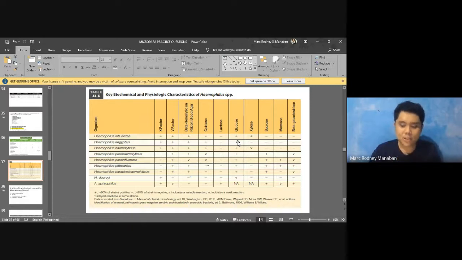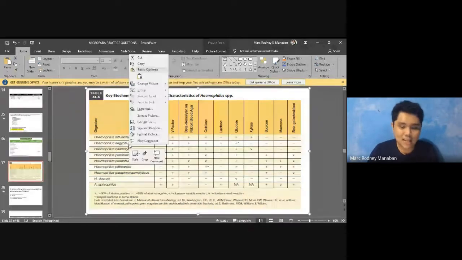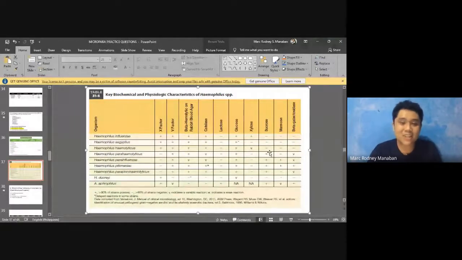So anyway, if your sugar fermentation shows glucose and xylose positive, that is H influenzae. Or if you are not sure whether it is H influenzae or another species, just answer H influenzae. Let us be safe, okay? Just answer H influenzae. Alright? So that's for Haemophilus species.